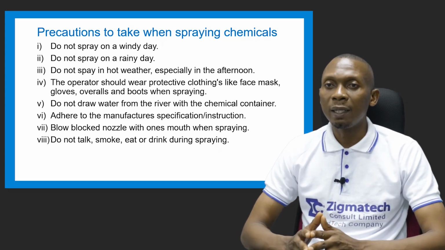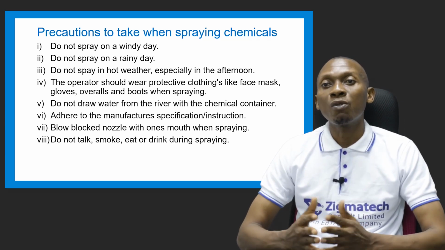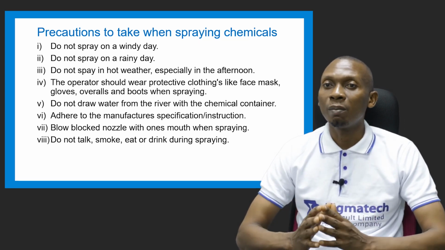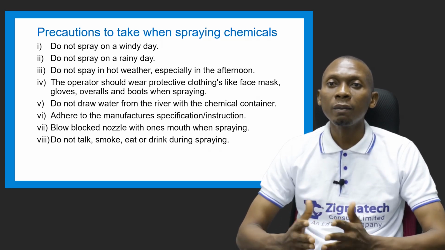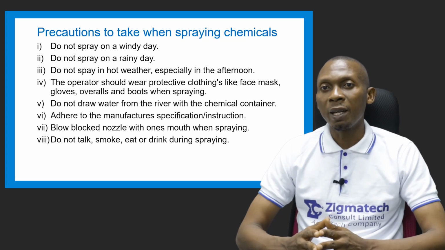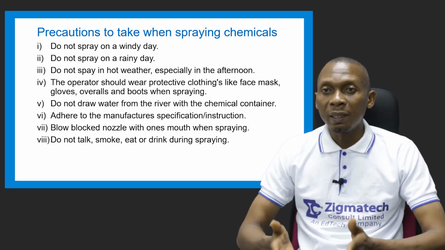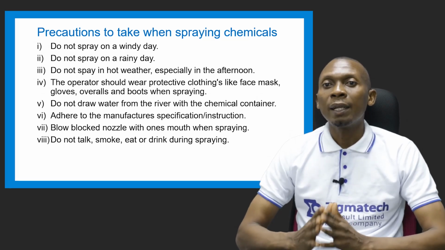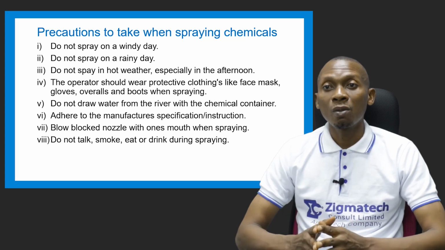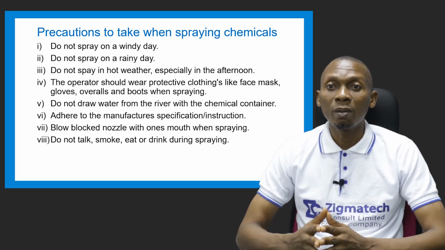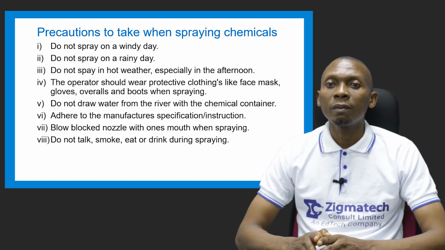Do not spray on a rainy day as well, because if you spray on a rainy day, immediately you finish spraying and it rains, it washes the chemicals from the plant, and that would lead to a failure or less impact of the chemicals on the plant or the pest or the disease or whatever you're trying to control. Now, do not spray in hot weather, especially in the afternoon. This could make the chemical become toxic to the plant because of the heat. So you should avoid spraying in hot weather.